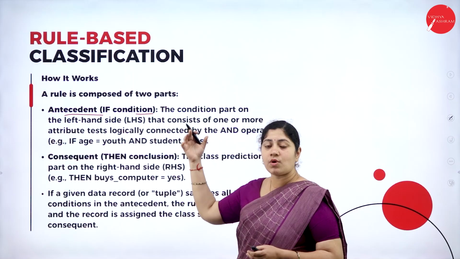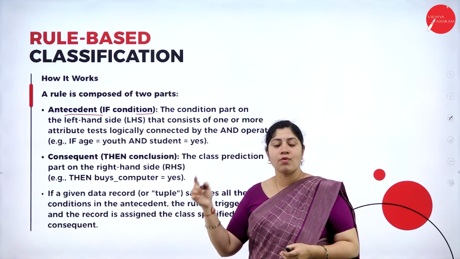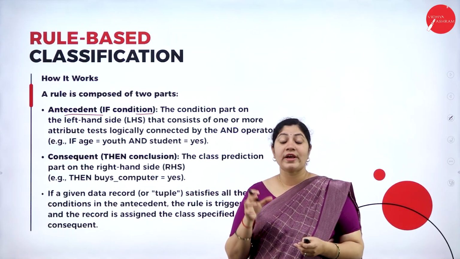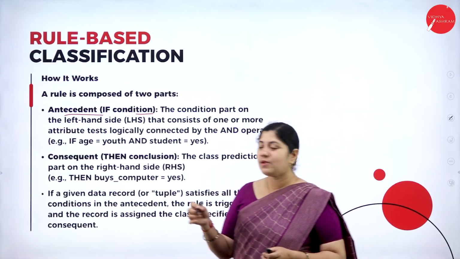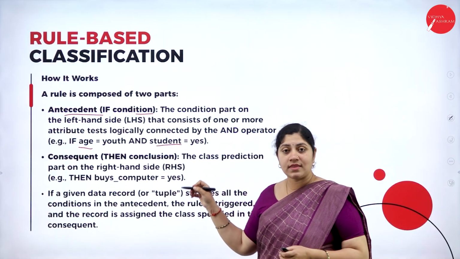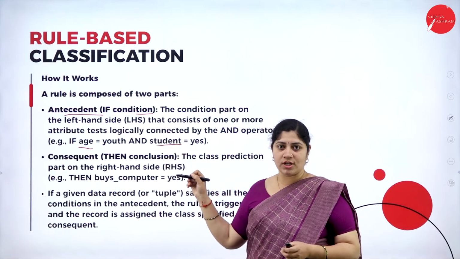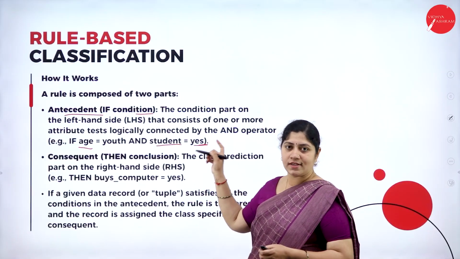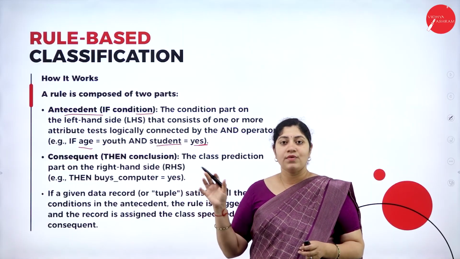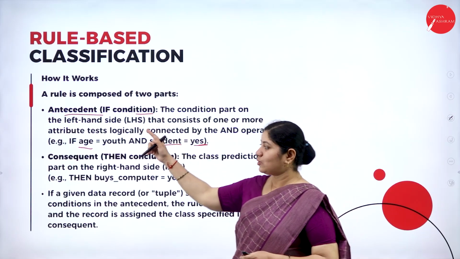This condition part is on the left-hand side, which consists of one or more attribute tests that are logically connected by the AND operator. For example, if age is equal to youth and student, then yes, absolutely, if a person is youth and he is a student, then we can say that's true, because under the AND logic gate we get a true value only when both conditions are true, correct? So that is with respect to the antecedent.